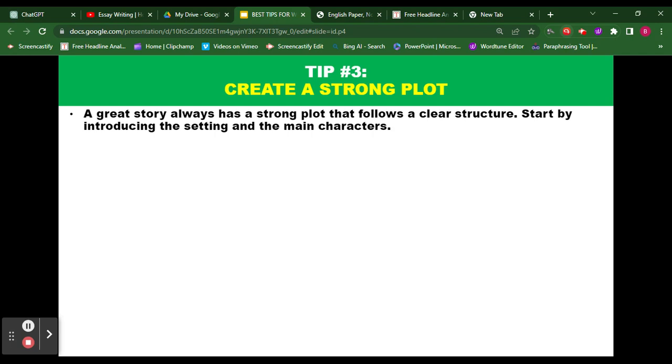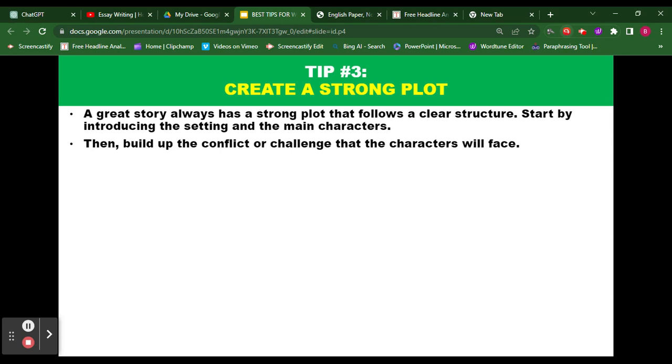A good plot should be something of a cause and effect. One thing leads to another, okay? And then it should be something that the audience can follow.